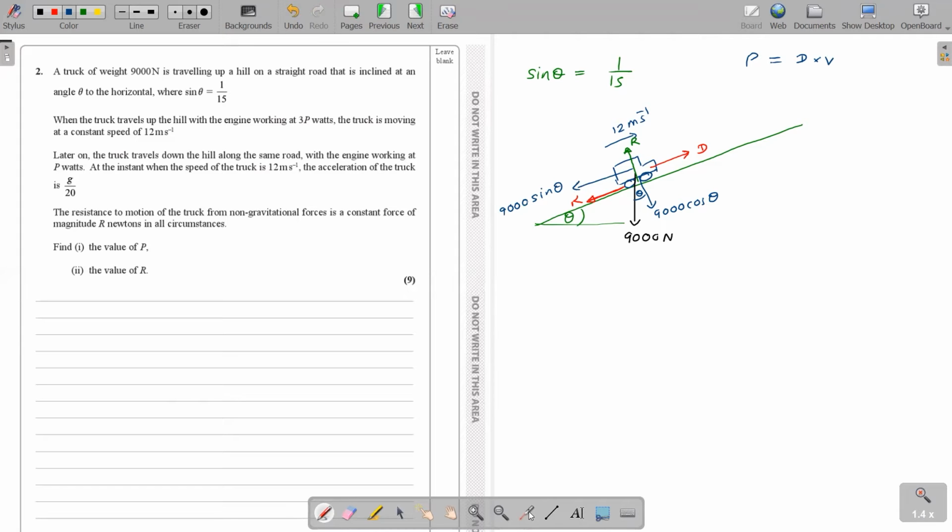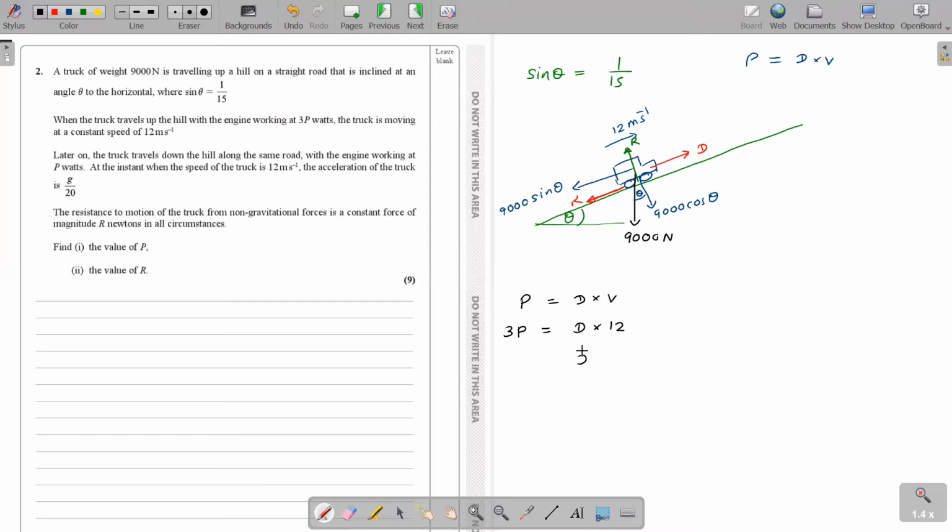Sine theta. Okay, is this okay? So then shall we apply the forces here? First I'll use power equals driving force times velocity. What's the power? The power was given as 3p, right? Driving force D is unknown. Velocity is 12, right? Okay, velocity is 12.